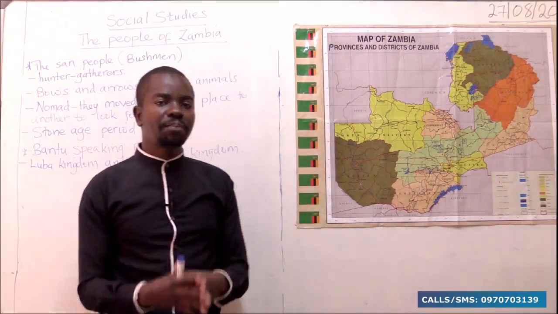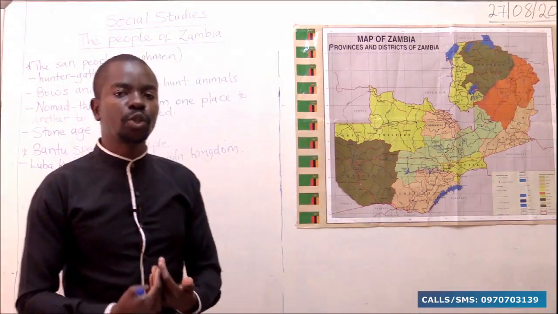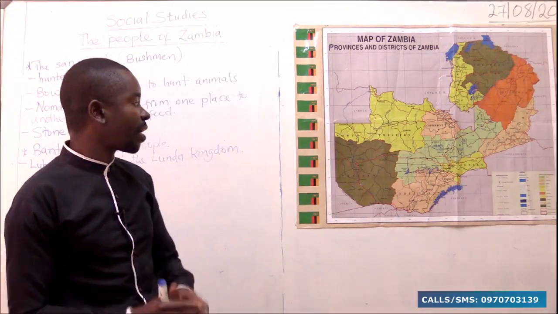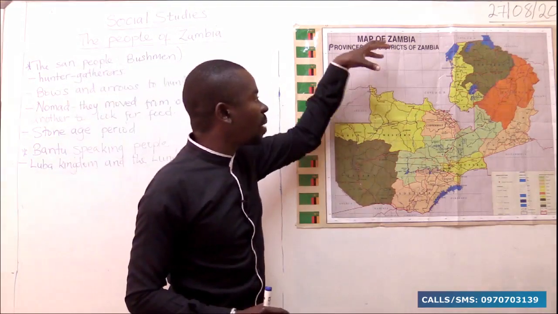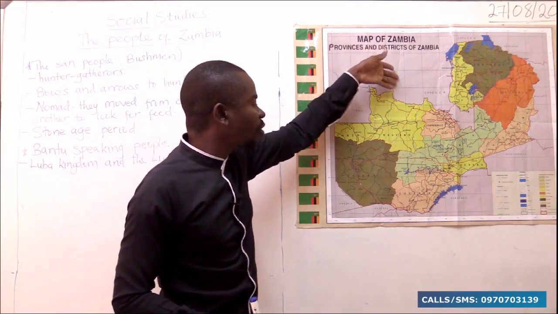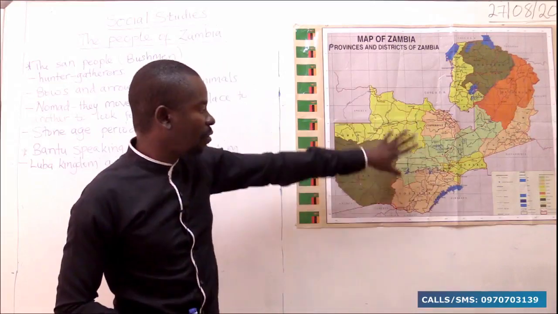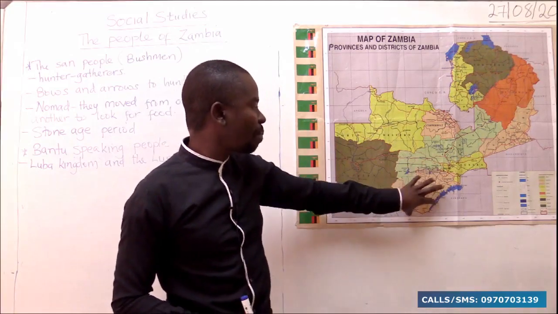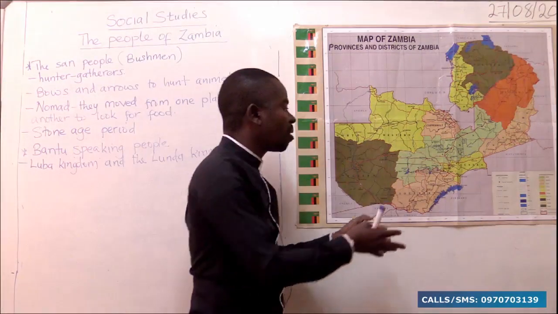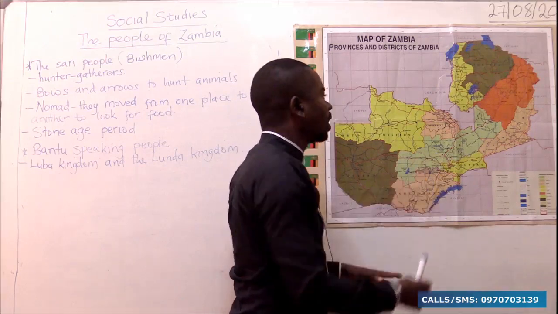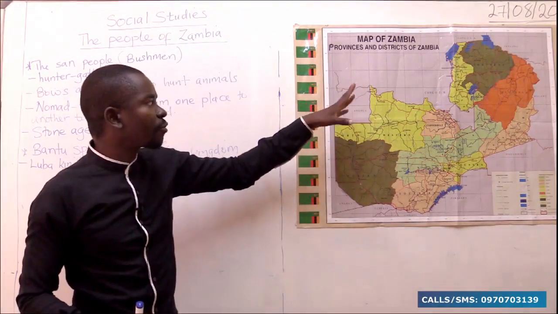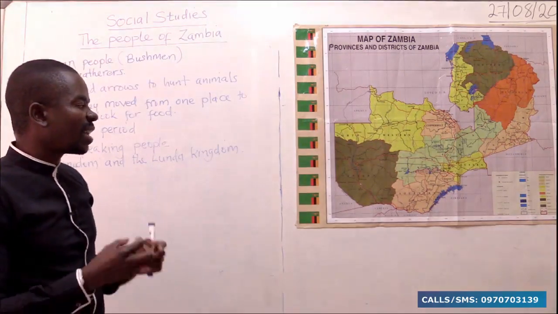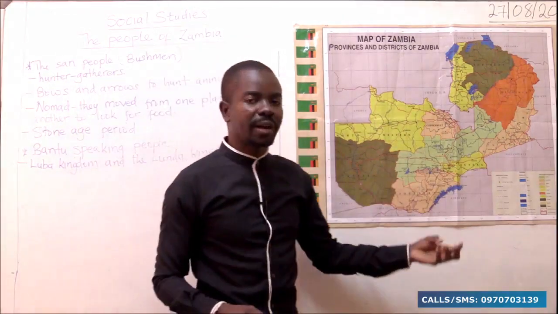It is believed that the Tonga-speaking people are the earliest people to arrive in Zambia. When the Tonga-speaking people moved, they moved down into Southern Province. You can see on the chart, that's the southern part of Zambia, where the Tonga-speaking people settled just after moving from Zaire.